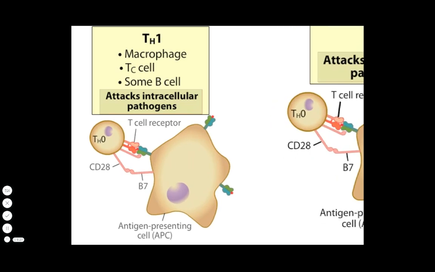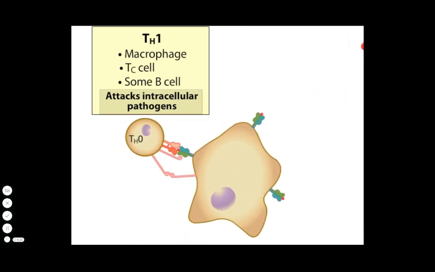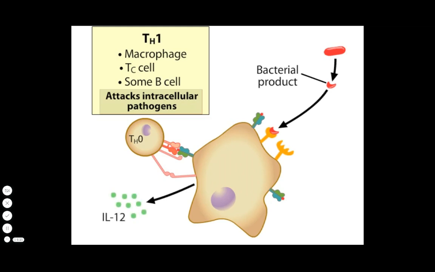If the initial invader is a bacterium, the antigen-presenting cell may recognize bacterial products, such as components of the cell wall. In response, the antigen-presenting cell releases a cytokine called IL-12, which stimulates Th0 cells to differentiate into Th1 cells.